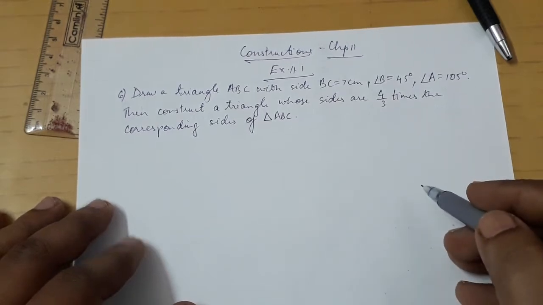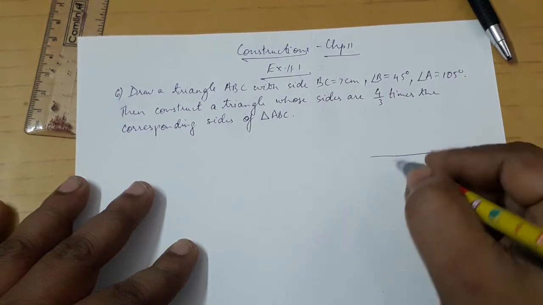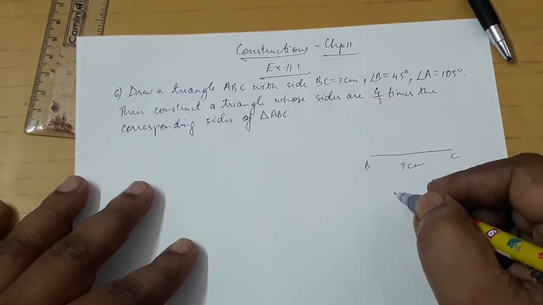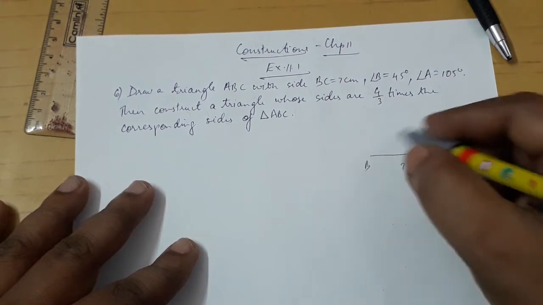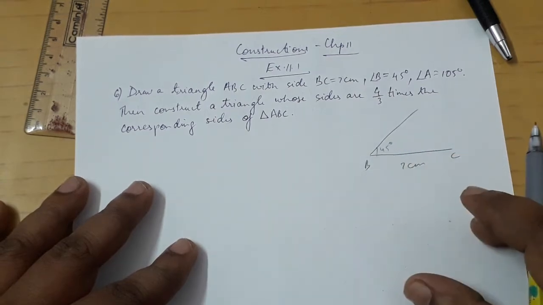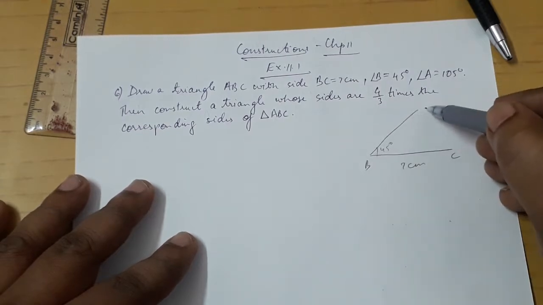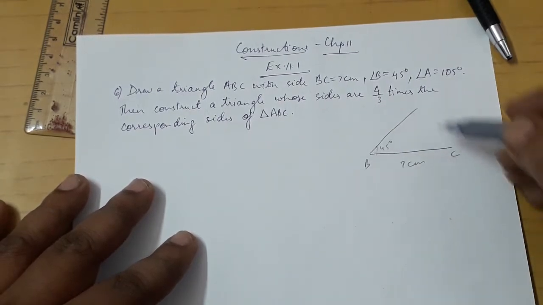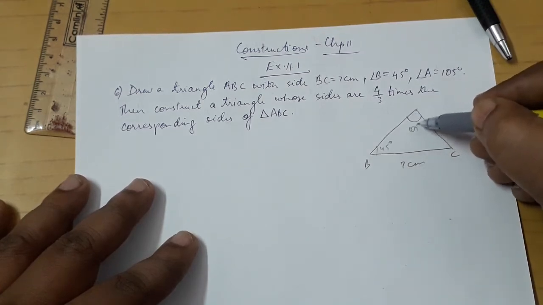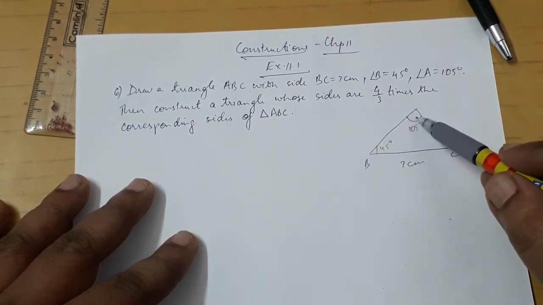First we have to draw a triangle ABC, where BC is given as 7 centimeters. Then we are told that angle B is 45 degrees, so angle B will be something like this, 45 degrees. And we are told that angle A, which is somewhere over here, is 105 degrees. So if we complete the triangle out here, and if this is 105 degrees, you will be wondering how to construct this angle. But you don't have to construct this particular angle.